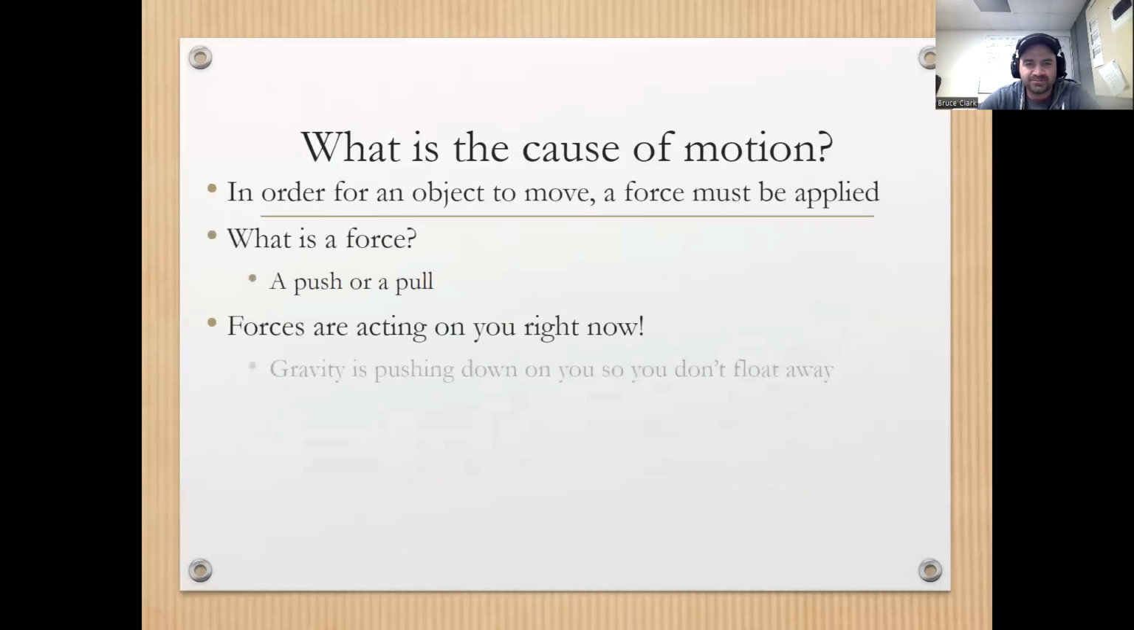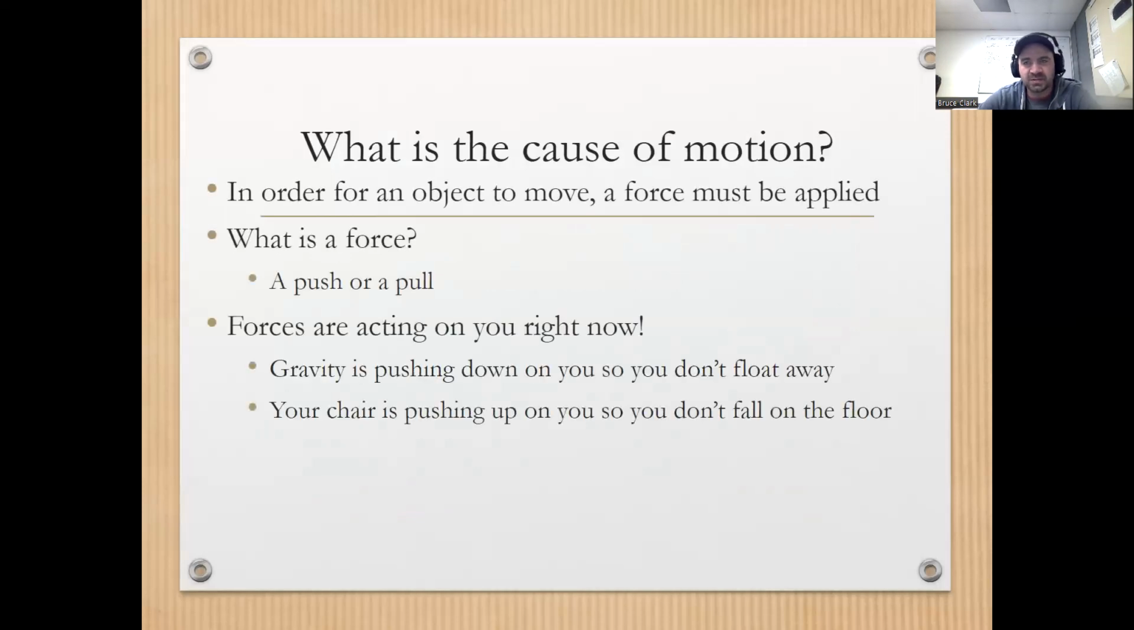So, what is the cause of motion? We've been spending our time talking about velocities, accelerations, all those things. We're actually going to take a step back today, and we're going to talk about what causes those motions. In order for an object to move, a force has to be applied. A change in motion must require a force, and that force is going to be a push or a pull of some sort.